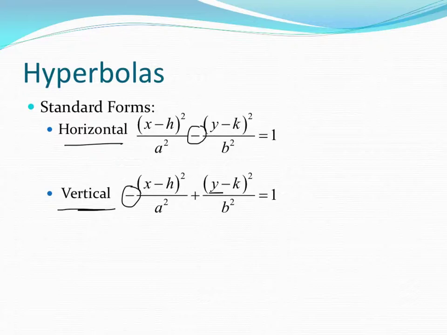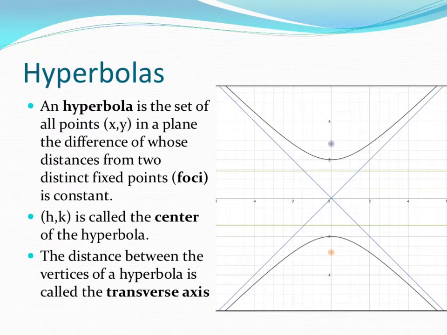The other parts of the equation are, as you may remember from the previous conic sections, the center, (h, k), and a and b act like the x and y radii of the ellipses, though we'll see that they're manifested slightly differently. So when we're looking at these hyperbolas, I mentioned the x and y radii, the a units left and right, the b units up and down.